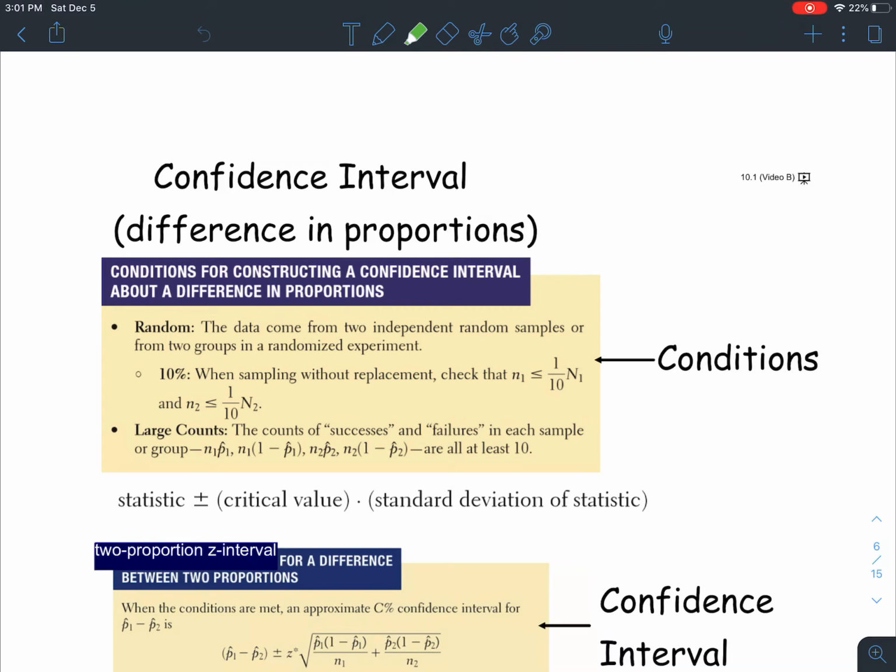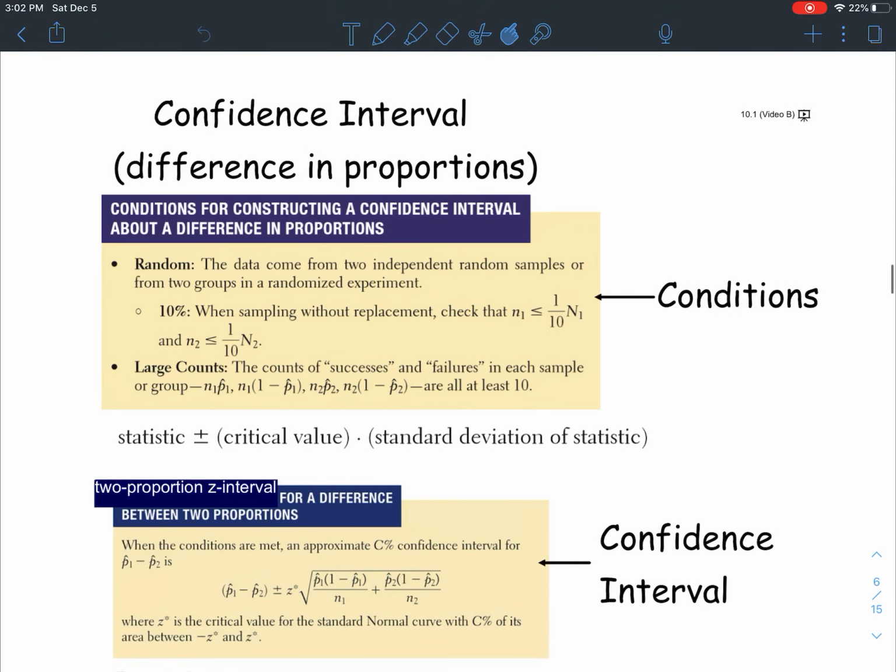Okay, this is the second video for section 10.1 where we're talking about comparing the differences between two population proportions. What we're starting here in this video is we're looking at how to construct confidence intervals for what the difference between two population proportions would be.